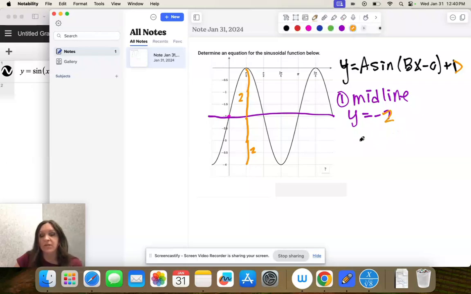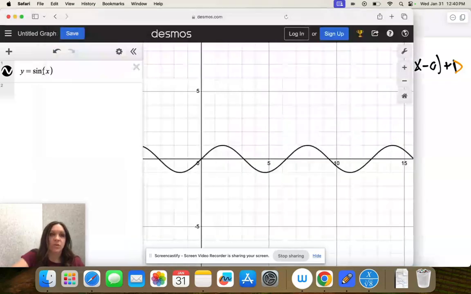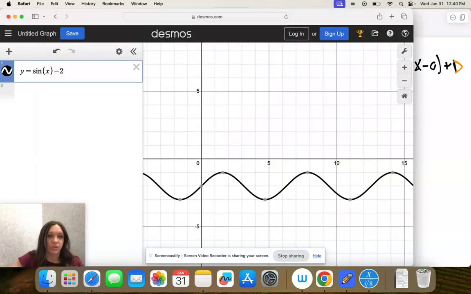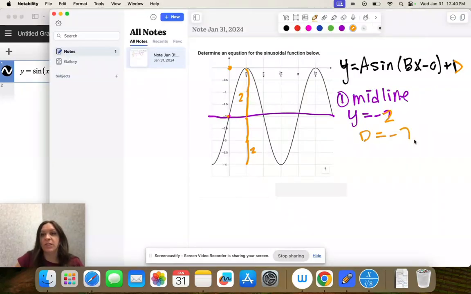D equals -2. And that means the graph has shifted down 2. So this point that we saw started here, we're moving it down 2. See, now it's at 0, -2. That's what D is. Okay, and that jumps right into our next one.